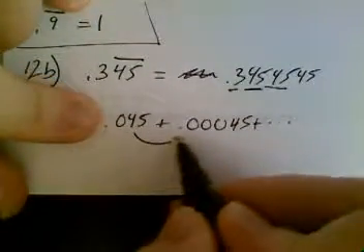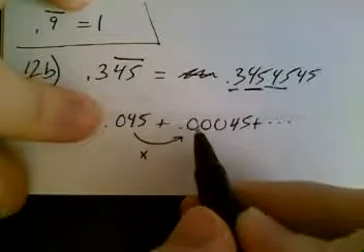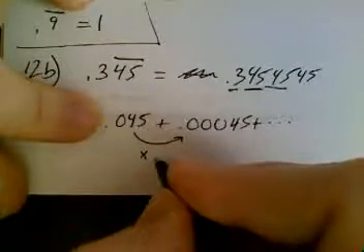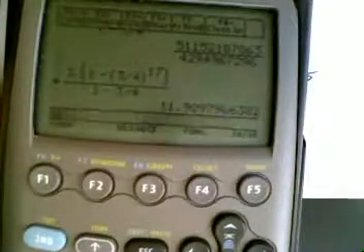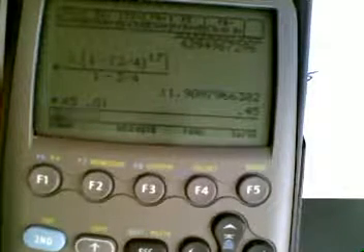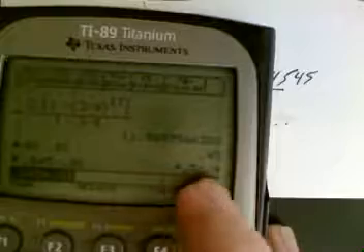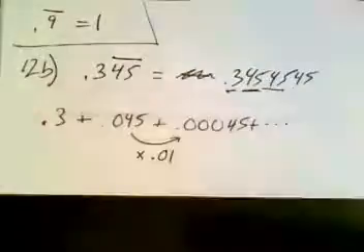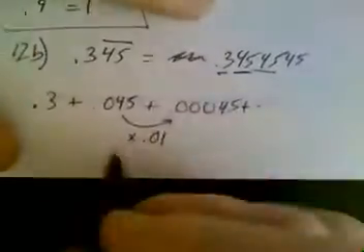But from here to here, what am I multiplying by? Well, I'm moving the decimal place over once, twice. So aren't I multiplying by 0.01? Again, if you don't trust me, go ahead and do it in your calculator. Do 0.045 times 0.01. And that's in scientific notation where I have 4 decimal places, moving this decimal place 4 times: 1, 2, 3, 4. That is what I'm actually multiplying by.